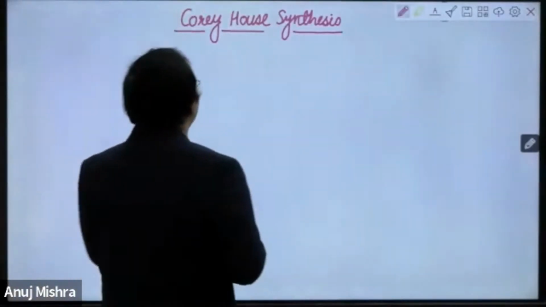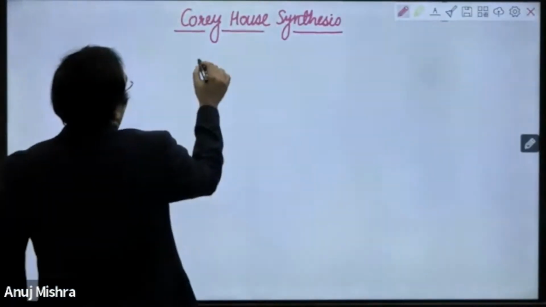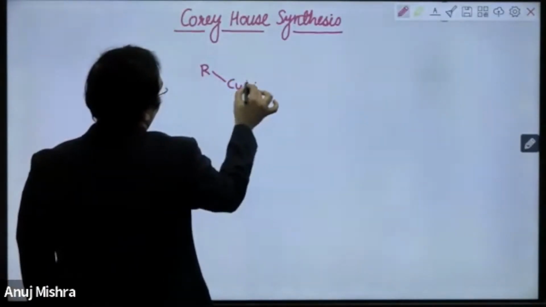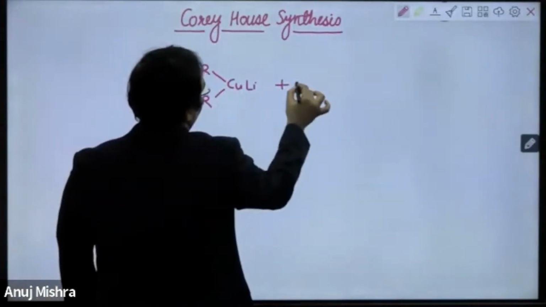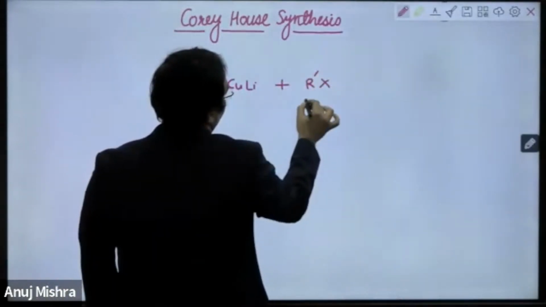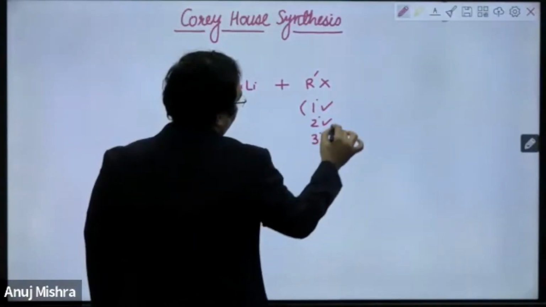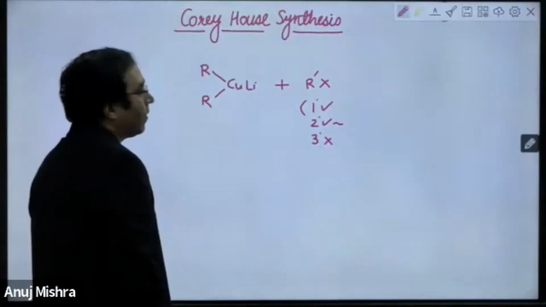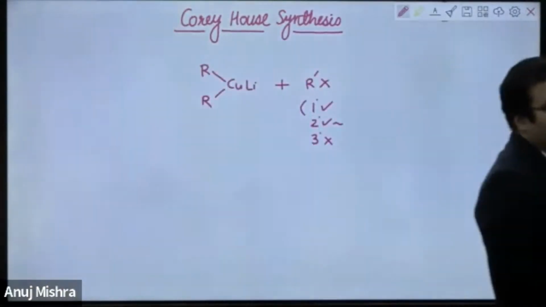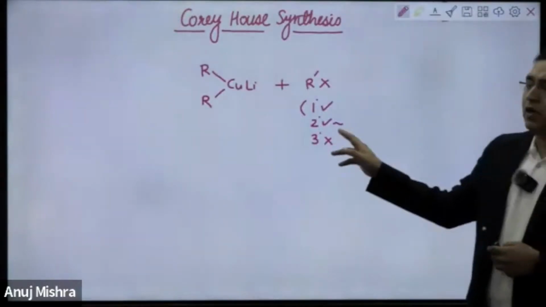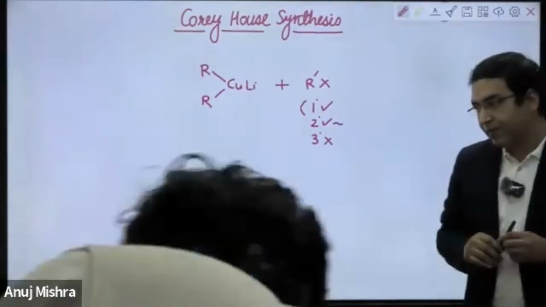So what is Corey-House synthesis? Let's try to understand this reaction. This reaction starts with a compound named R2CuLi reacting on R prime X, 1 degree, 2 degree, avoid 3 degree. You understand now the meaning of degrees. 1 degree means CH3X, 2 degree means CH(CH3)(CH3)X, 3 degree means C(CH3)(CH3)(CH3)X, right? So 3 degree is not possible because 3 degree normally tends to get eliminated.